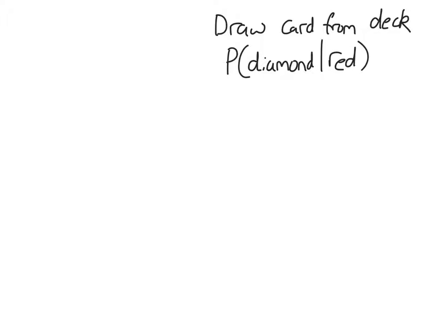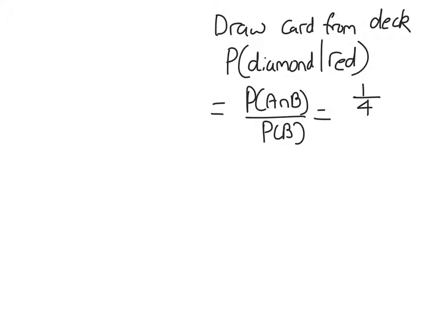Okay? So the way I do this is I use my formula. I'll write it again for you. Probability of A and B over the probability of B. So the probability I get a card that is both red and a diamond, well, that's just the probability that I get a diamond. So there are 4 suits in a deck of cards, so diamonds is one of them, so there's a quarter chance that I get a card that's a diamond and red, and the chance of getting a red is a half.